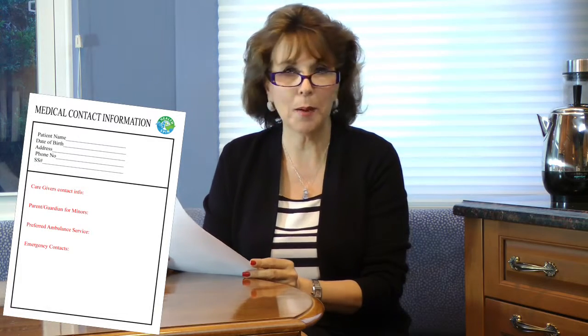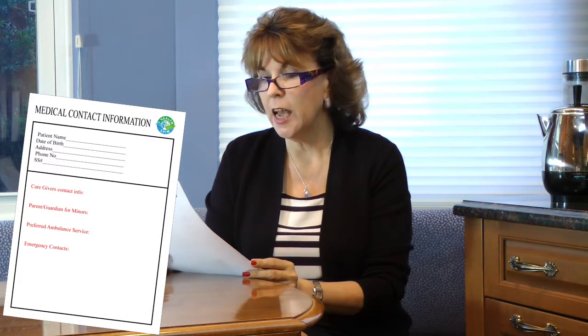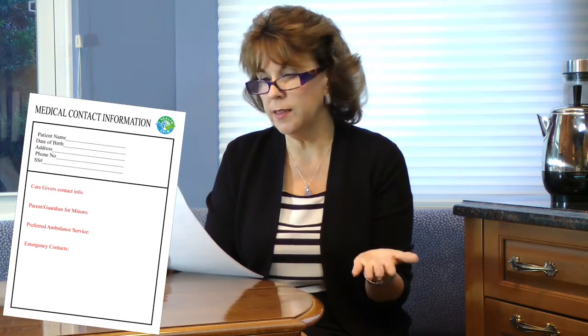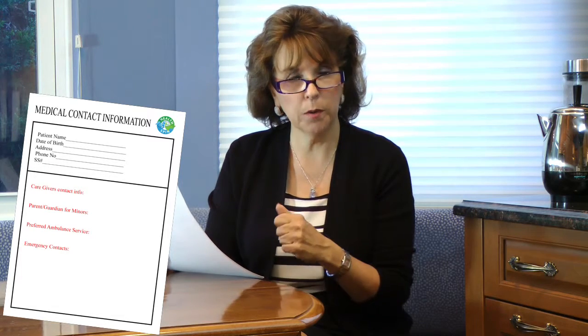So how do you go about filling out your medical life list? We have a template and a worksheet for you to download from our website if you want to fill out your medical life list, but I'm going to use my dad's as an example. So the way you start is you put the patient's name, in this case William Rickards, at the top of my dad's medical life list, and you put his date of birth, his address, and his phone number.